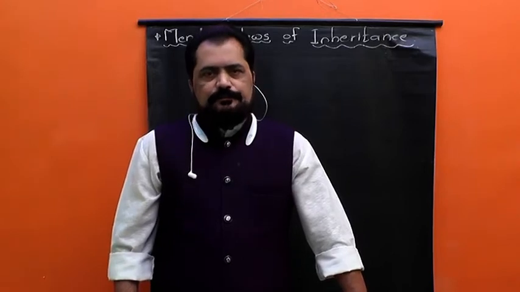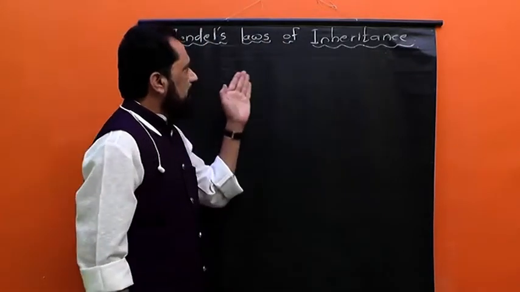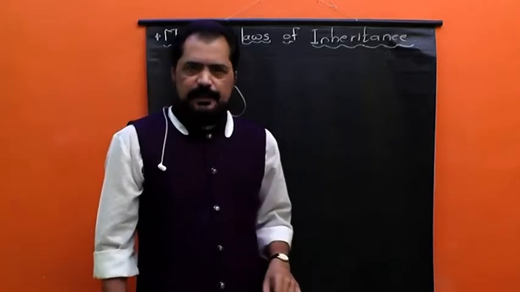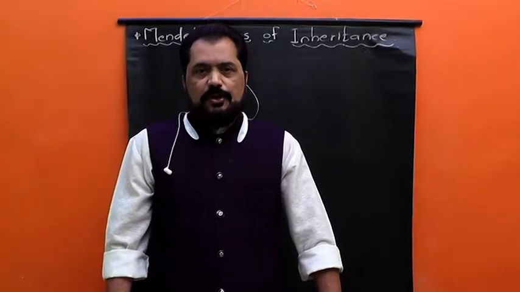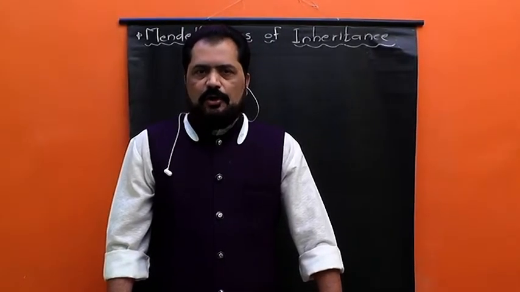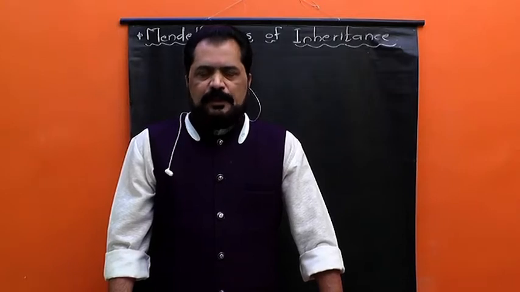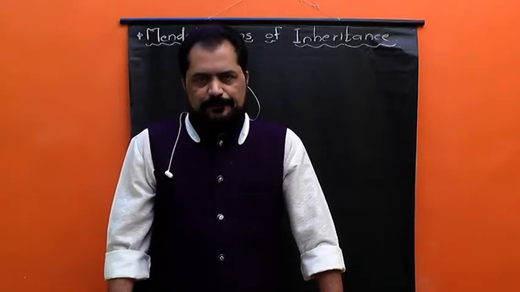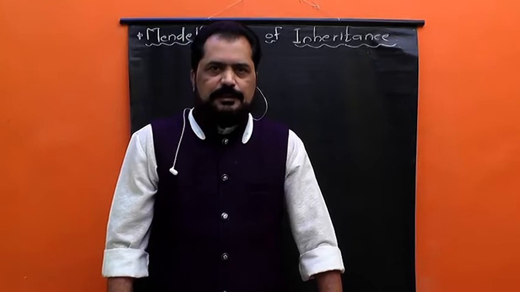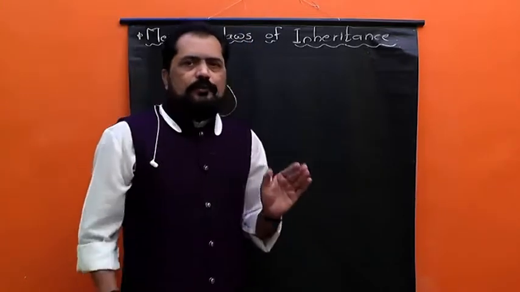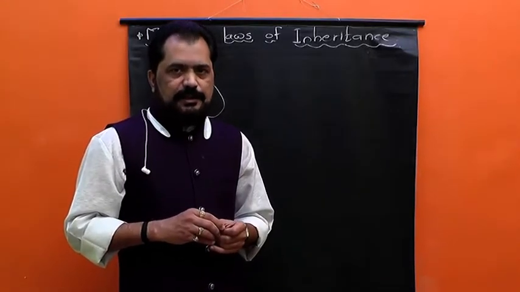In our previous lecture, we have already started the study of this chapter and this topic, that is Mendel's laws of inheritance. And in the previous lecture, we have completed the study of the first law of inheritance, that is law of dominance, as well as the second law, that is law of segregation, along with suitable examples. Now today, first of all, we are going to study Mendel's third law of inheritance, that is law of independent assortment. And then we shall study about back cross and test cross.